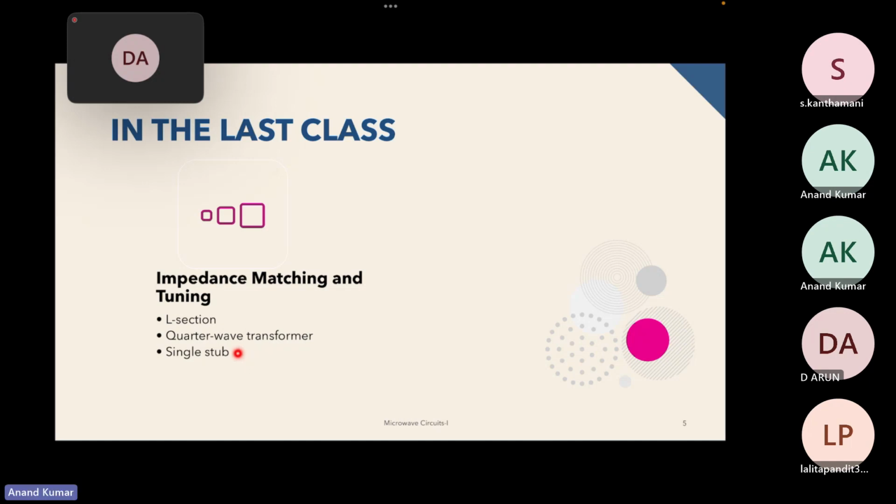In Pozar, the analytical technique is also given, but since it is complex and not very feasible, and using a Smith chart is much easier, I have not discussed that in the class. But if you are curious, you can look at the single stub matching analytical method from Pozar as well.